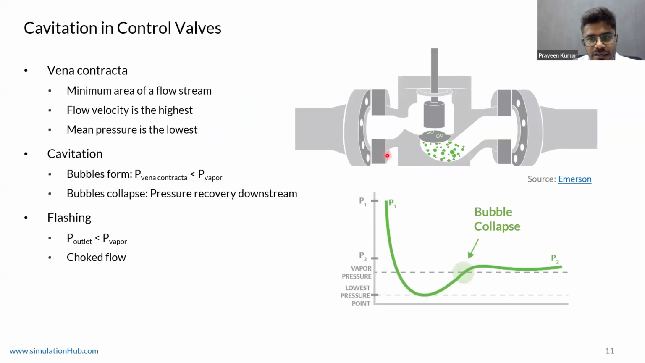In control valves, the vena contracta is the minimum area of the flow stream, where the flow velocity is high and the pressure is the lowest. There, if the vena contracta pressure, or any pressure, goes below the vapor pressure, then the bubble forms, and the bubble collapses when the pressure recovers downstream. And what is flashing? Flashing is when the outlet pressure stays without recovering. It stays below the vapor pressure until the outlet. That is flashing.